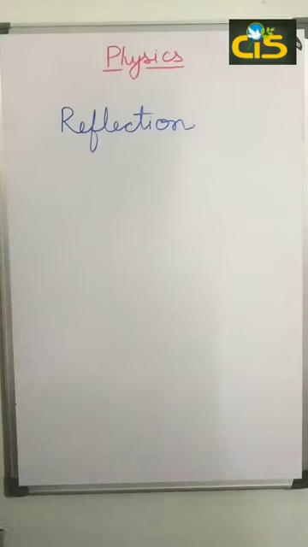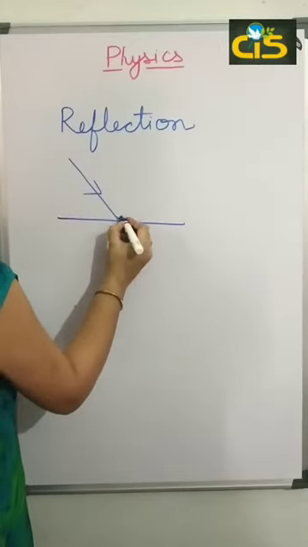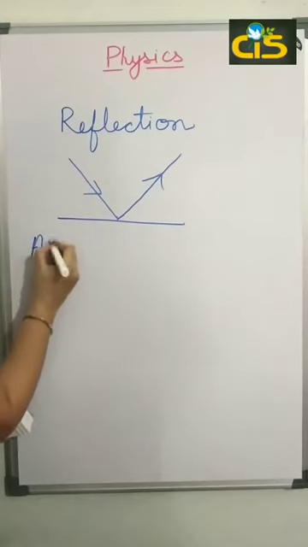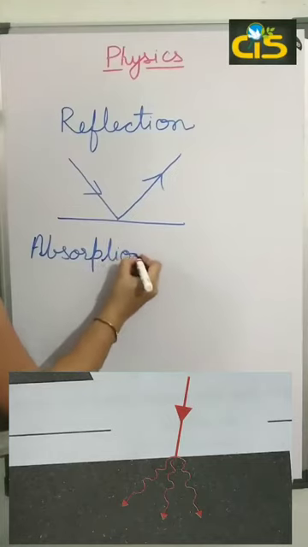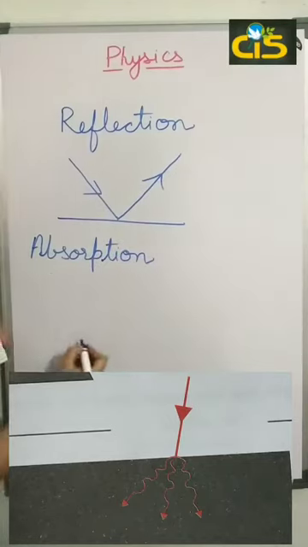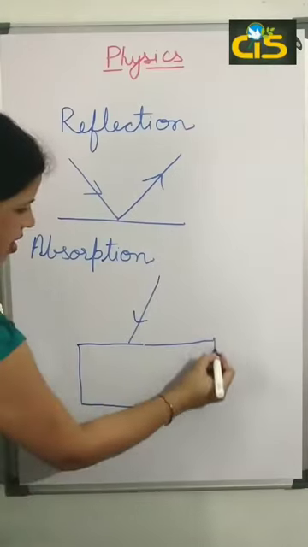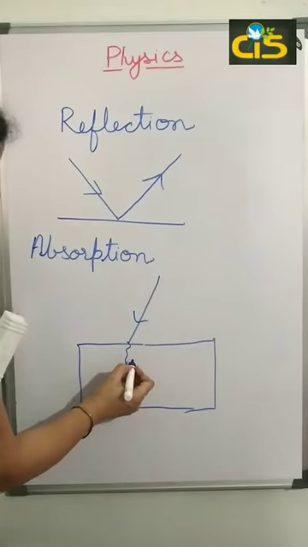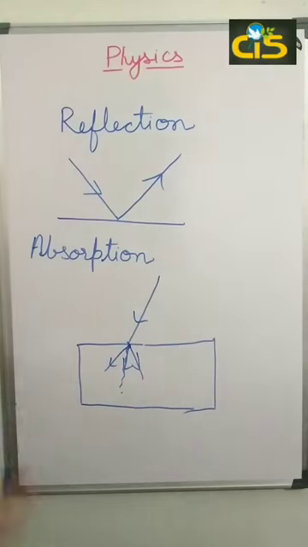Okay. When light falls on a surface and is reflected back to the same medium, this is called reflection. And next one is absorption. Absorption means, suppose the light falls on this object and it is absorbed by this medium. So this one is called absorption.